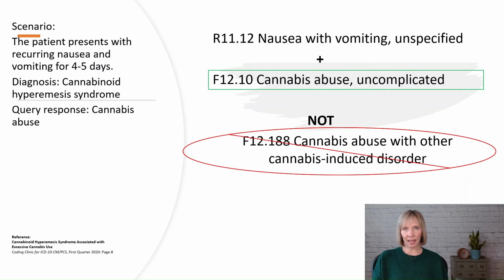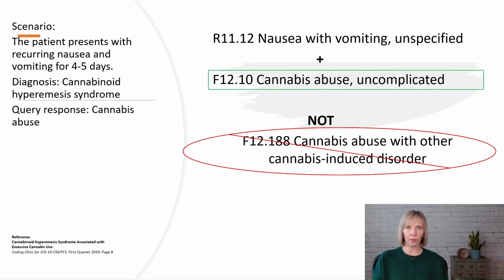In this last example, the patient has been experiencing nausea and vomiting for a period of 4 to 5 days. The healthcare provider has diagnosed the patient with cannabinoid hyperemesis syndrome, but has not specified whether the patient uses, abuses, or is dependent on cannabis. According to the coding clinic, the appropriate codes to assign in this scenario would be the code for nausea with vomiting unspecified, along with the relevant uncomplicated code from category F12 cannabis-related disorders.